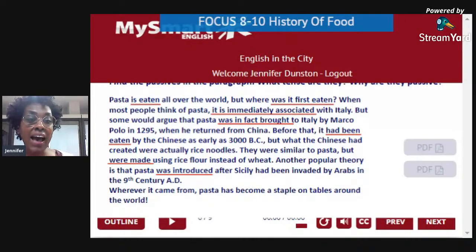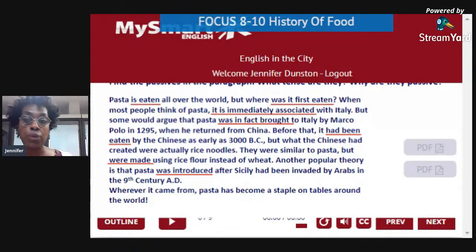The Chinese had created rice noodles. We said that in order to make a passive, the object becomes the subject. Here, the object is rice noodles. So now rice noodles becomes the subject. Rice noodles had been created by the Chinese.